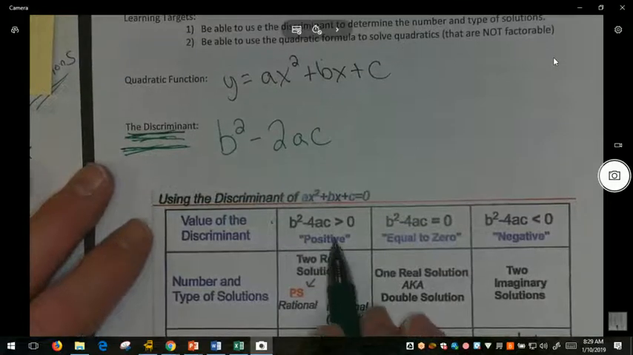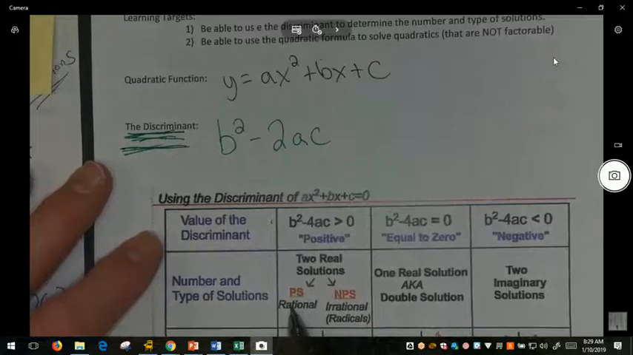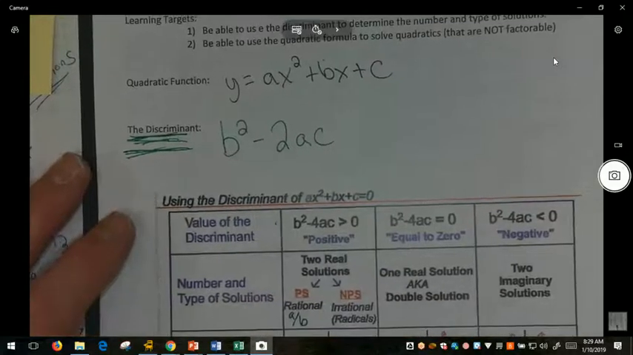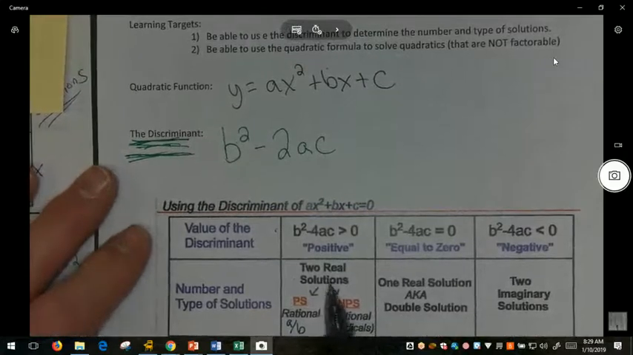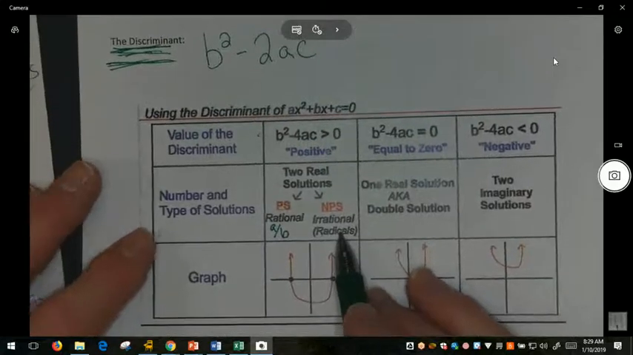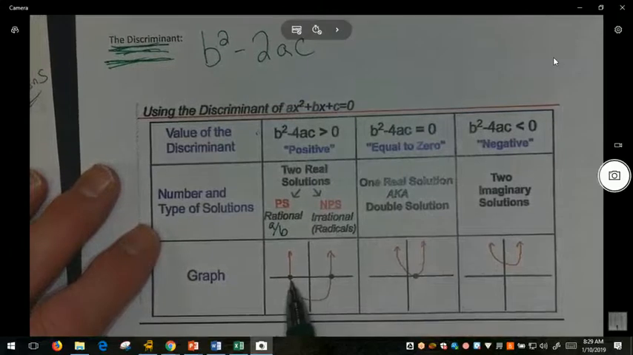And if that number is a perfect square, then it will actually be a rational one that can be written as a over b, a rational solution. But if the positive number is not a perfect square, then it'll be an irrational solution. It'll have radicals like the square root of 2 involved in the answer. So we have two solutions.